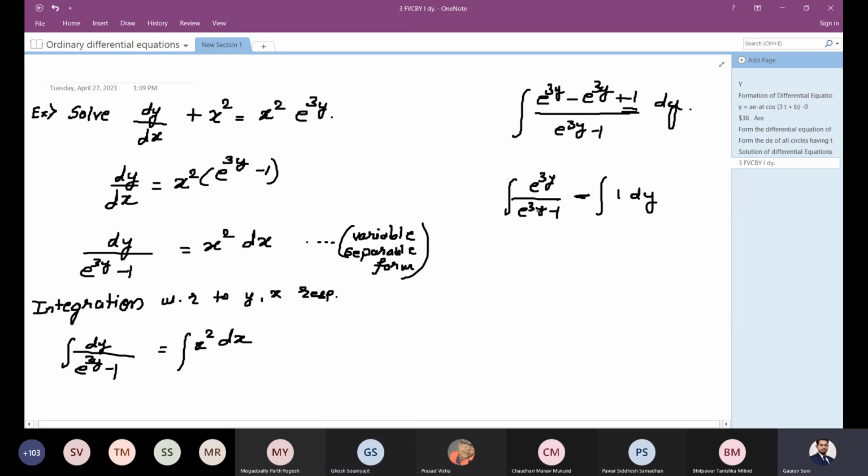Okay, fine. But you will have to adjust this 3, right? Since the derivative of e to the power 3y minus 1 is 3 e to the power 3y. So 1 by 3 log of e to the power 3y minus 1, minus y. Is it correct?